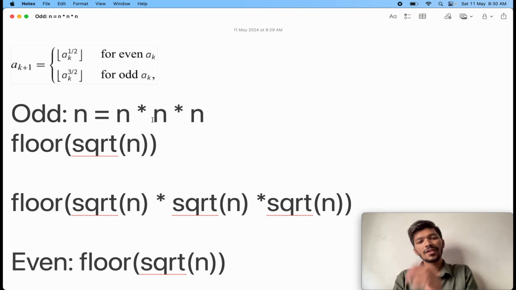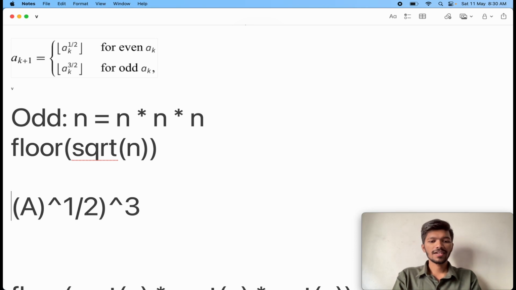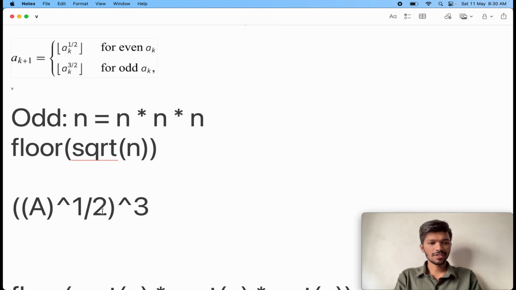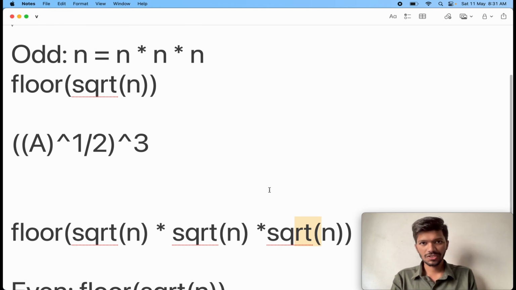That is a raised to 3 by 2. How can I write this? Can I write it this way? a raised to 1 by 2, and again I will have the bracket raised to 3. So if you observe this carefully, I am taking a square root, how many times? 3 times. So this is what I wrote. I am taking the square root 3 times. So this is the easiest problem.